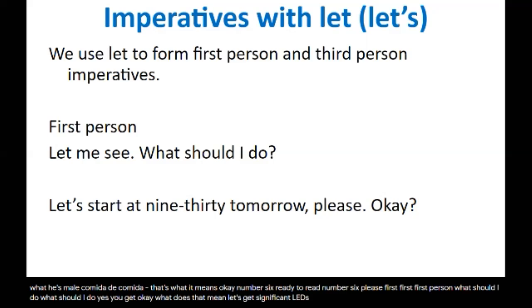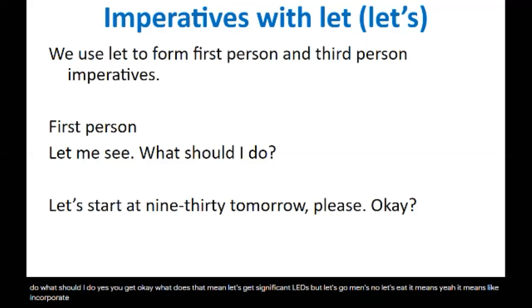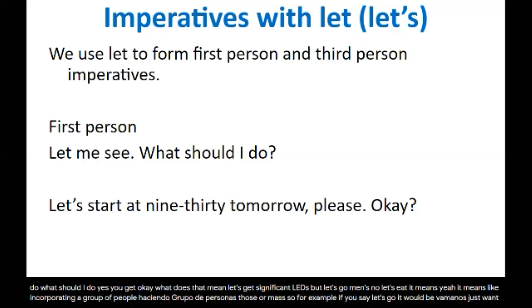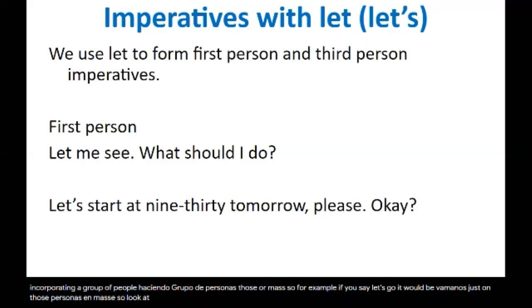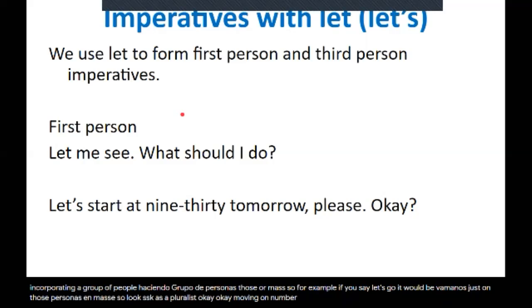Let's go. Oh, let's go. No, let's. Vamos. It means, yeah, it means like let's, incorporating a group of people. Haciendo un grupo de personas, dos o más. So, for example, if you say let's go, it would be vámonos. Ya son dos personas o más. So, lo que hace es que hace plurales. Okay? Okay, moving on. Number 7, right?